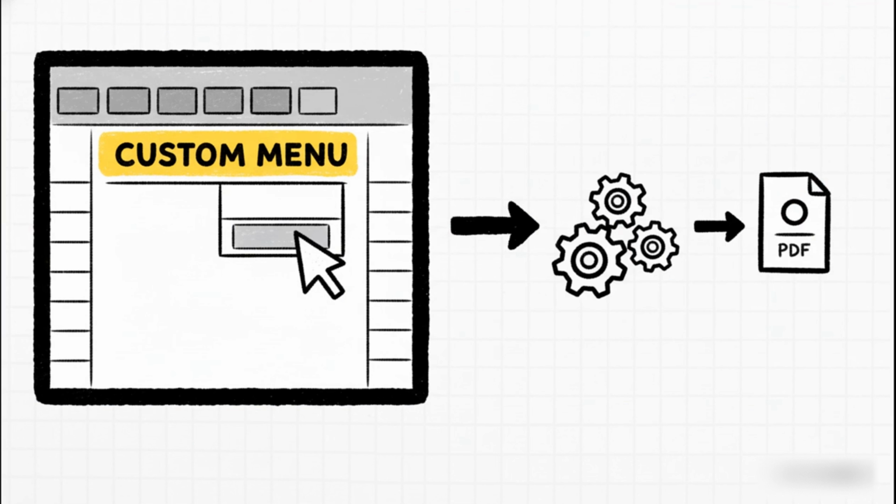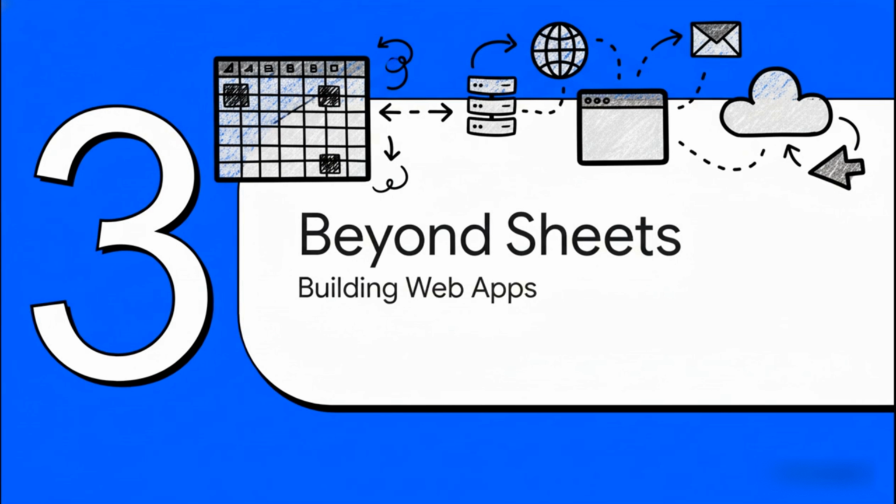And get this, you can make these scripts incredibly easy to use. Instead of ever having to open a code editor, you can build your very own custom menus right inside Google Sheets. You can turn a really complex automation into just a simple one-click button. But automating tasks inside your spreadsheets, that's really just the beginning. You can take this so much further.